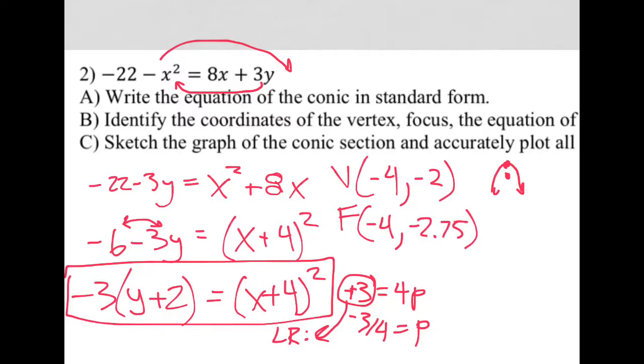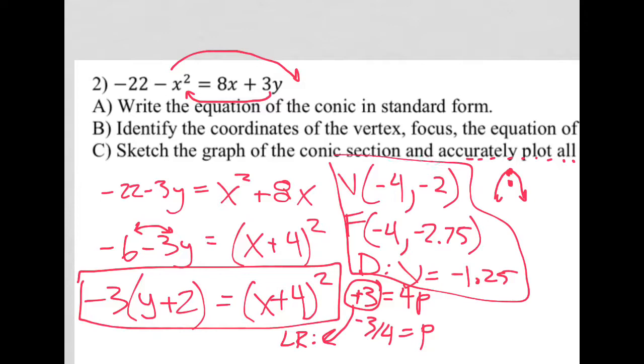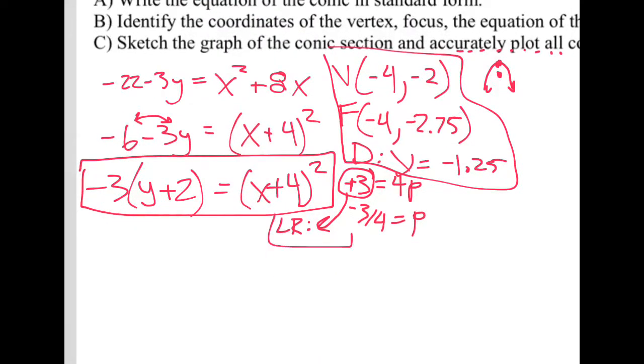Well, where's my directrix going to be in relation to all this fun stuff? Well, it's going to be that p-value above my vertex, so I need to add 3/4 to negative 2 to get the equation of the directrix: y equals negative 1.25, which is the y value of my vertex, negative 2, plus the positive version of that p-value, so plus 3/4. So I have my vertex, my focus, my directrix, my equation. All I need to do now is sketch the graph, and I have my latus rectum as well.